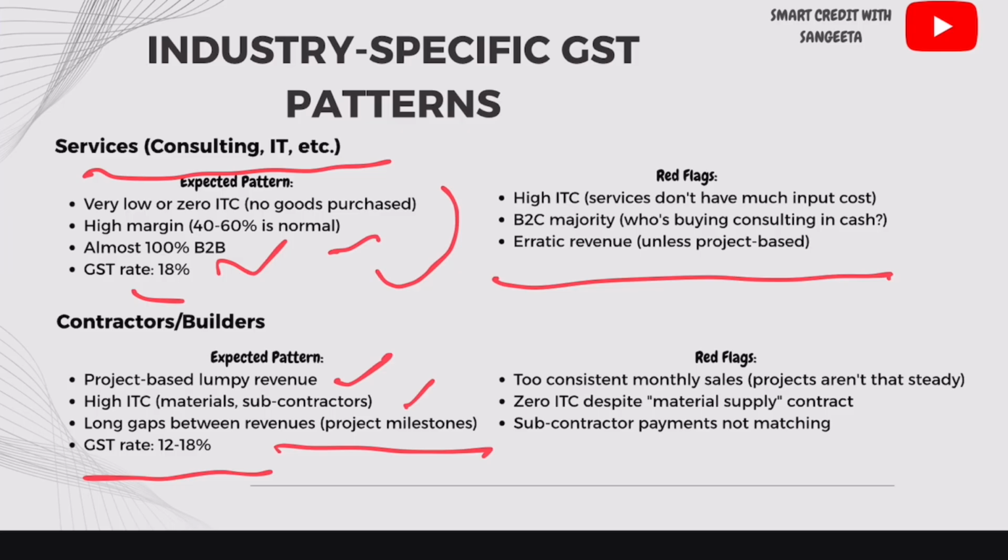Now what are the red flags? Consistent monthly sales, because contractors or builders never have consistent monthly sales; their projects are not that steady. Now, zero ITC despite a material supply contract, right? If they are filing zero ITC, but they are purchasing material from somewhere, how can there be zero ITC? Now, subcontractor payments not matching is also a red flag.